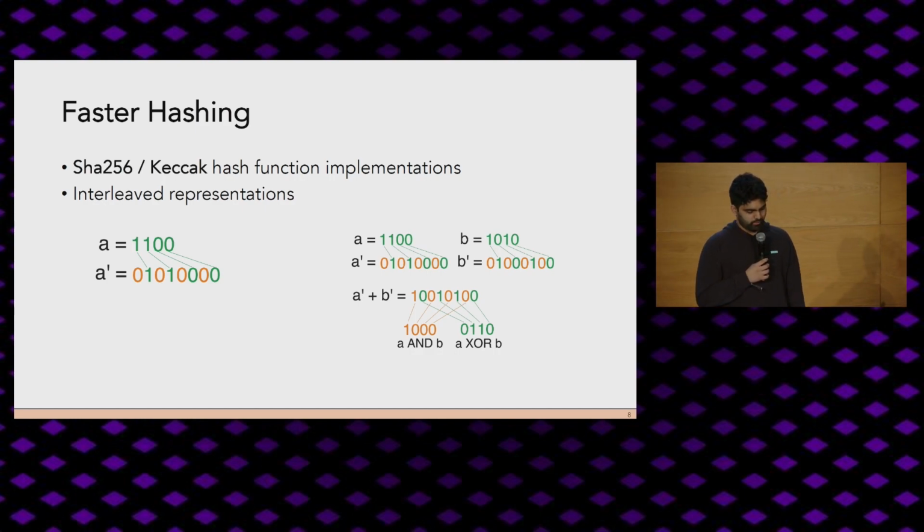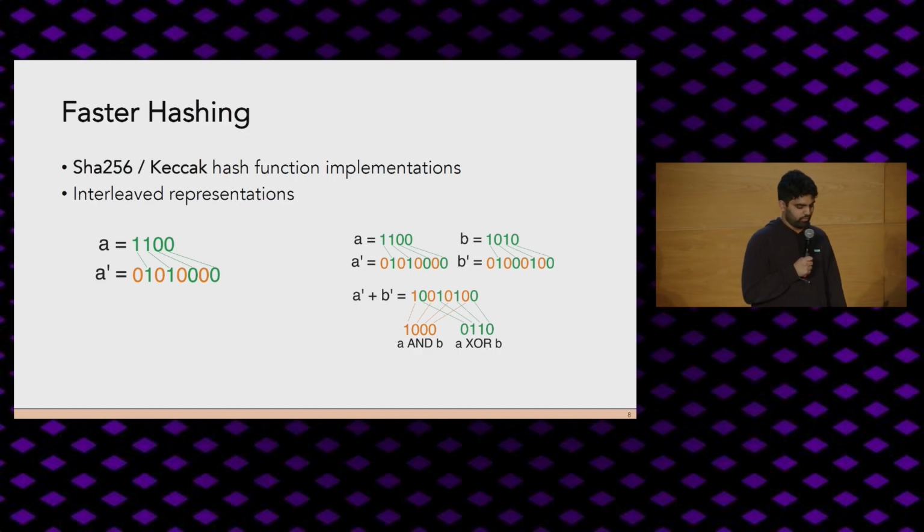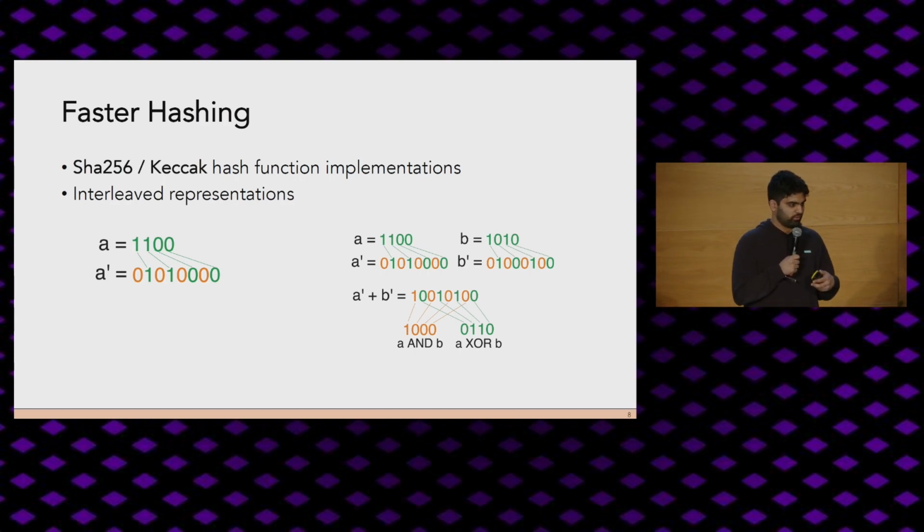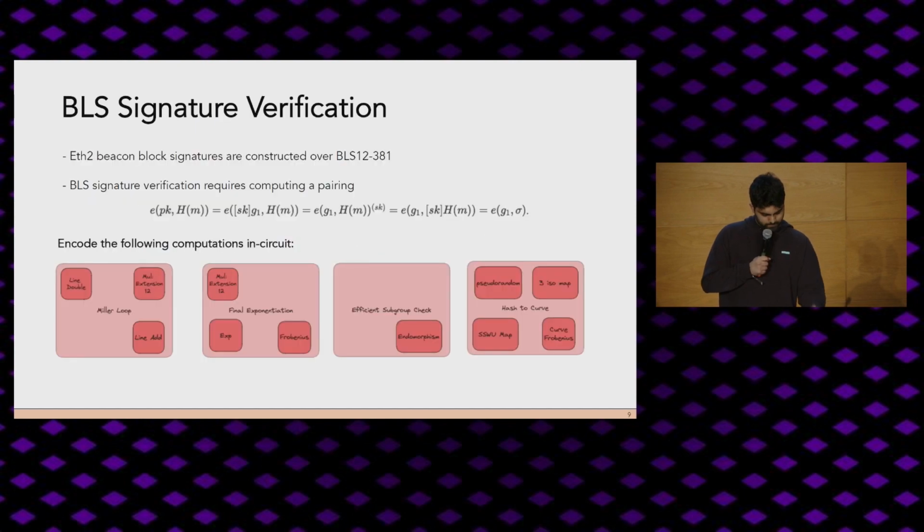But effectively, we have an optimized hash function implementation using interleaved bit representations that make doing these computations in circuit much faster. The high-level overview is that if you represent a set of bits as this interleaved representation, you effectively interleave them with zeros. You can do an AND and an XOR operation in a single addition instead of doing these separately. So, all right.